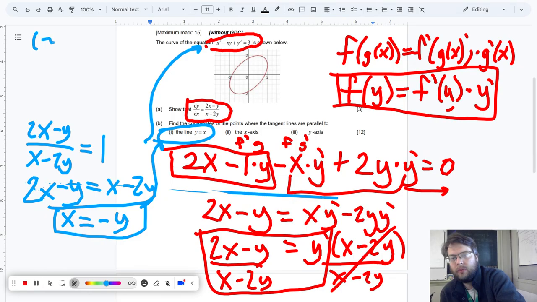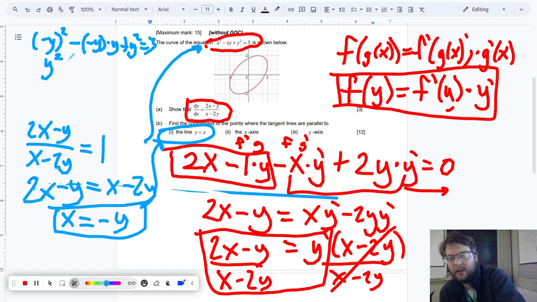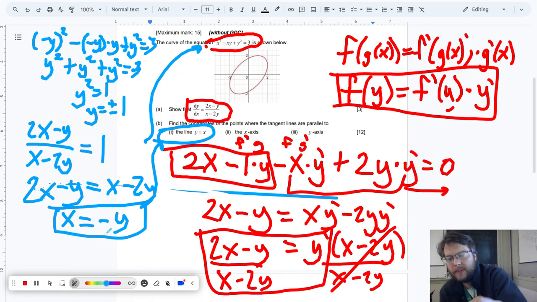So I'm plugging in negative y for x, so negative y squared minus negative y times y plus y squared equals 3. The negatives cancel out here. The negatives cancel out there. So I have 3y squared is 3. So y squared equals 1. y equals plus or minus 1. And remembering that x is negative y, this gives me 2 points where y is positive 1 and x is negative 1, and where y is negative 1 and x is positive 1.